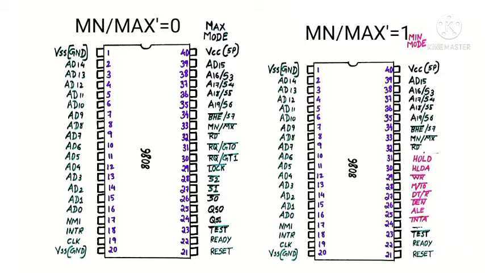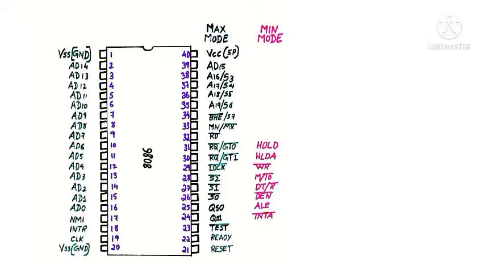Then from pin number 24 to 31, we have a maximum mode or minimum mode signal. Firstly, we will discuss the maximum mode signals. After, we will discuss the minimum mode signals. Next is pin number 32, which is connected to RD bar, which indicates the read operation. That means whenever the value given to this pin is 0, it will read the signal.